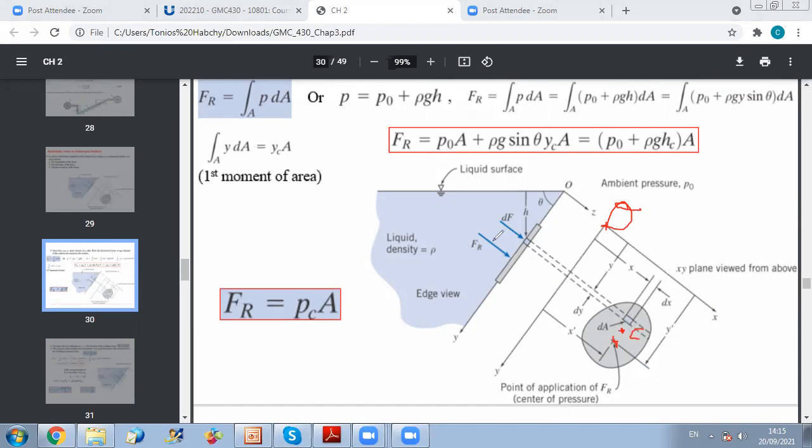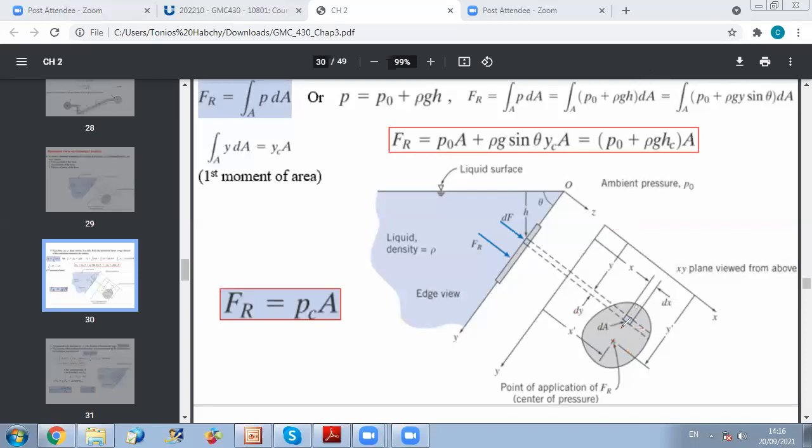Now, the point of application of FR is not passing by C. When you refer to the position of the point of application, it is below C, and along X it can be to this side or to this side, depending on the product of inertia. Some surfaces have a positive product of inertia Ixy, others can have a negative product of inertia. So the point of application should always be below the center C, but it can be to the right or to the left, depending on the geometrical properties of the surface.